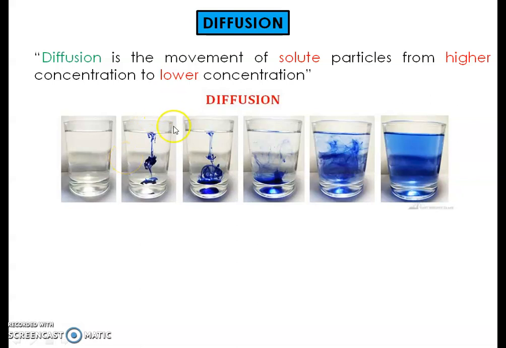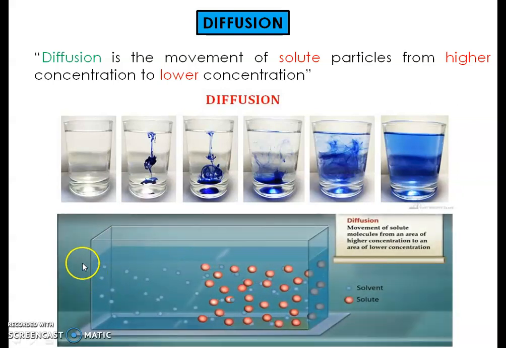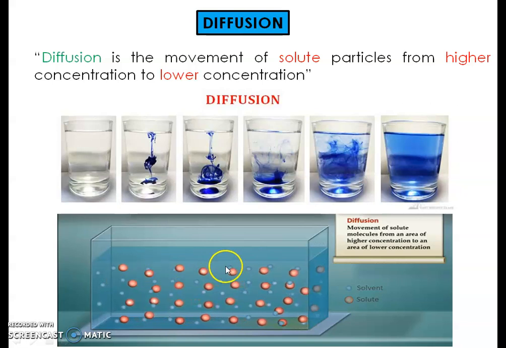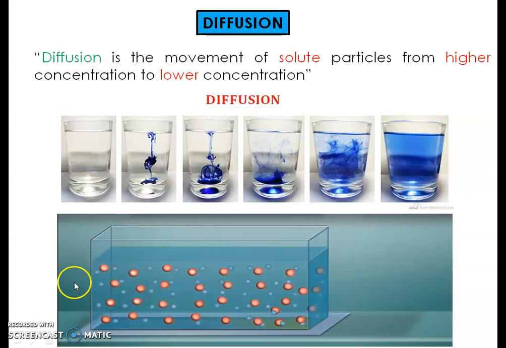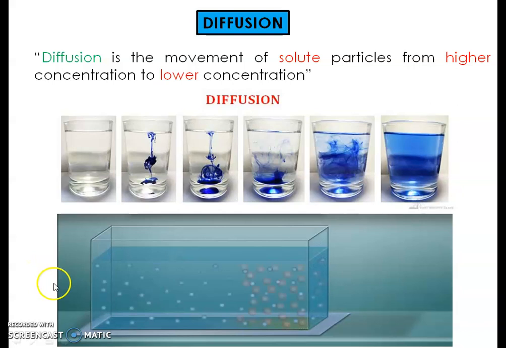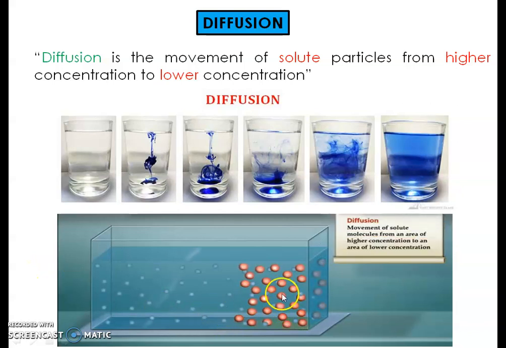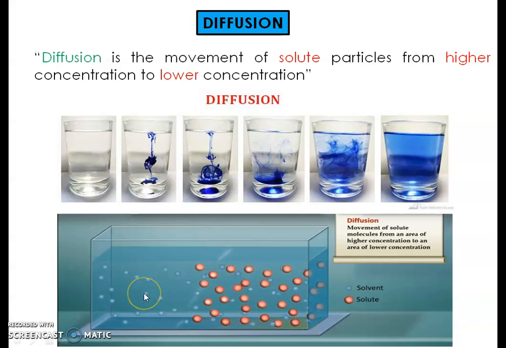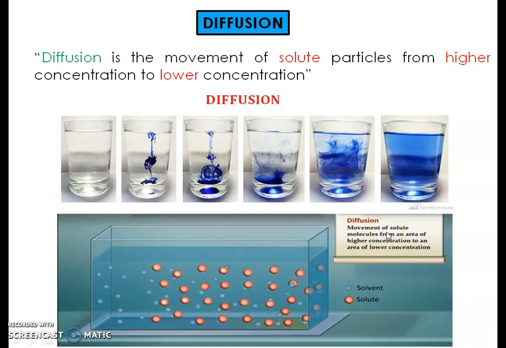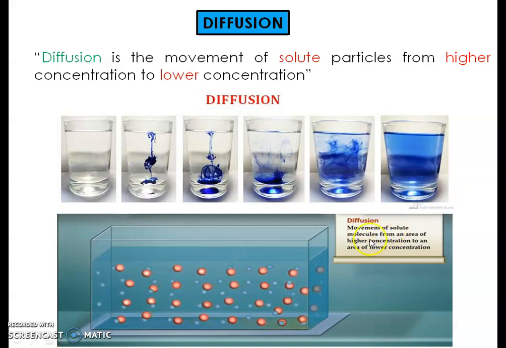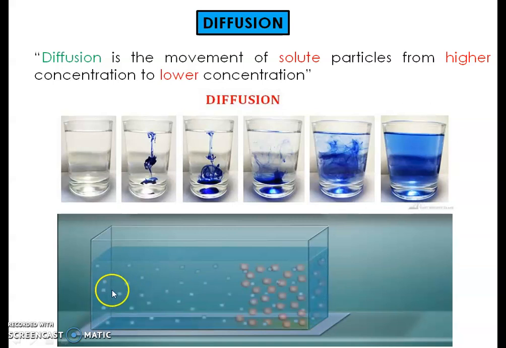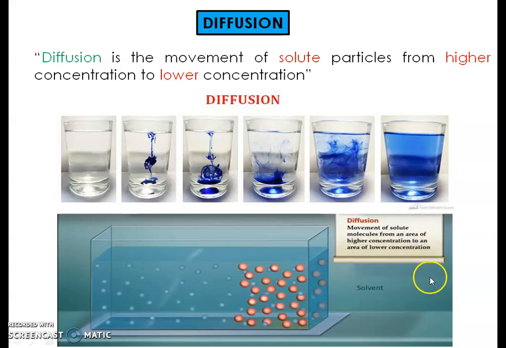We can explain diffusion with one more animation here. If a glass container is filled with water, you can see in this animation how the movement of solutes takes place from higher concentration to lower concentration. As per the definition of diffusion, it is the movement of solute molecules from an area of higher concentration to lower concentration until the equilibrium stage is reached.